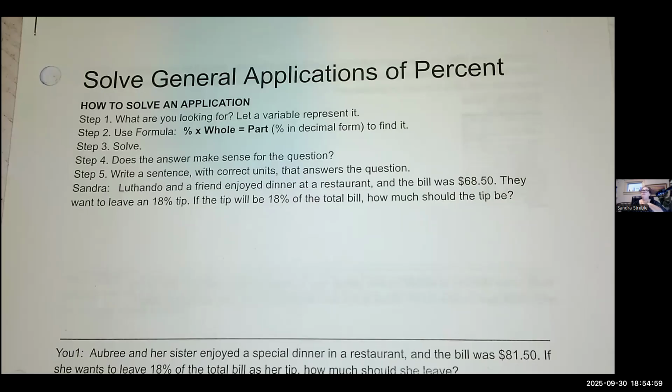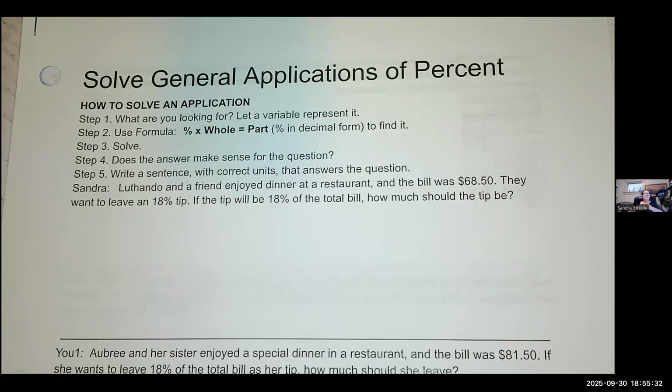So when you're solving word problems, you need to know what you're looking for. And if you don't know what the item is, then you're going to let a variable represent it. You're going to use the formula percent times whole is equal to part. The percent always needs to be in decimal form. You're going to solve it. Does the answer make sense for the question?